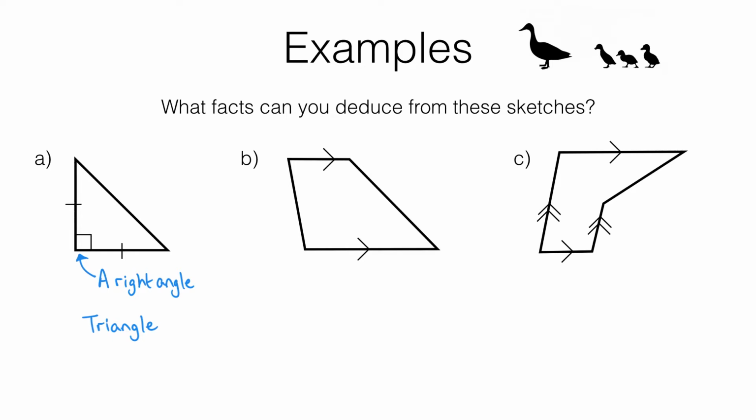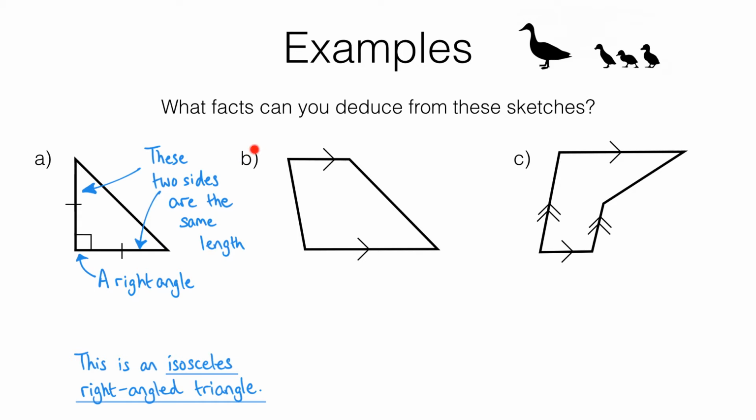Now we've also got these two symbols here. These are called hatch marks. Now these hatch marks tell us that the two sides are the same length. So this one and this one, because they've both got the same kind of hatch mark, are the same length. Now, a triangle that has two sides that are the same length is an isosceles triangle. So this triangle here is both right-angled and isosceles.